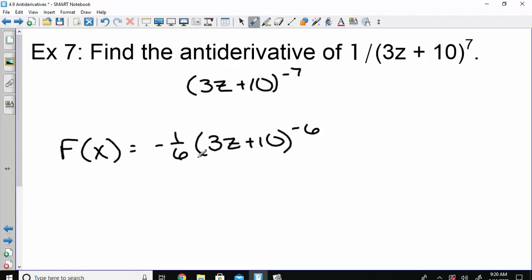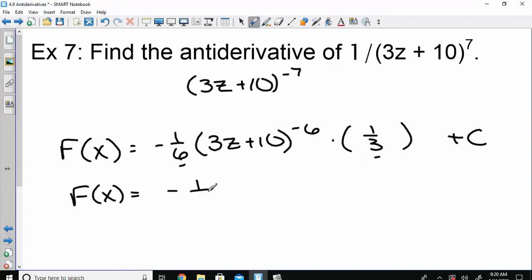Now think about this derivative. The -6 comes down, inside stays the same, subtract 1, times the derivative of the inside. What is the derivative of the inside? 3. So what do I have to put to cancel that? 1/3. So if I multiply my -6 and my 1/3, I get -1 over 18 times 3z plus 10 to the -6 plus c.